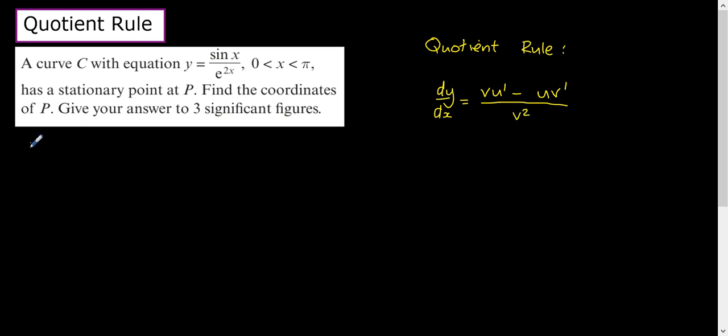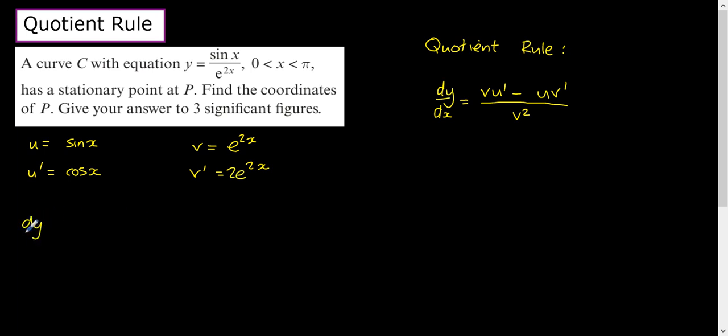So let's write down what we have. We have u is sine x, it's always the numerator. We have v is e to the 2x, it's always the denominator. Du by dx, or u prime, is cos x. dv by dx, or v prime, is 2e to the 2x. Again, using the chain rule, and here using what we know for sine differentiating to cosine.